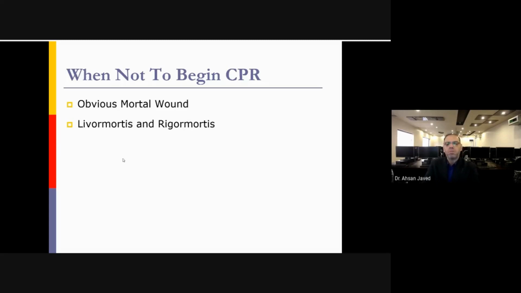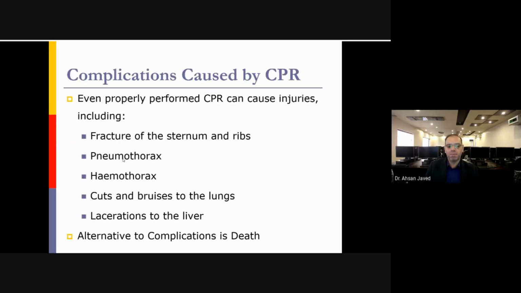Livor mortis or rigor mortis, the stiffness associated with death or the color of death, which has a certain characteristic presentation. We have gone through these details before. Decomposition: the body has already started decomposing, and fluid is oozing from the nostrils or mouth, so there is no need. A stillbirth: the child was born without breathing, born blue, with no movement and no breathing, and the chances of survival are very poor.